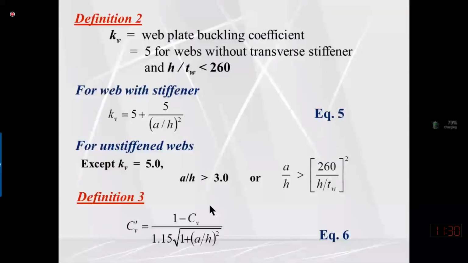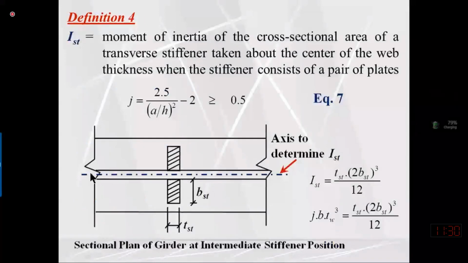So intermediate stiffeners, when we are providing, for example, on both sides or maybe on one side, must have sufficient stiffness about the out of plane direction. It means that when the web is buckling, stiffeners should have sufficient moment of inertia so that they cannot buckle about the center of web. So how can we compute this?